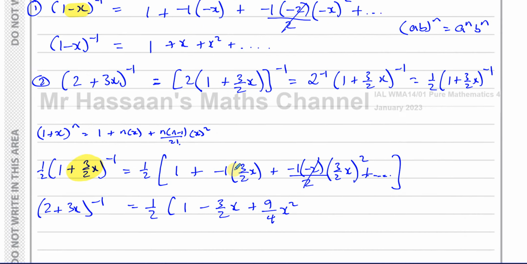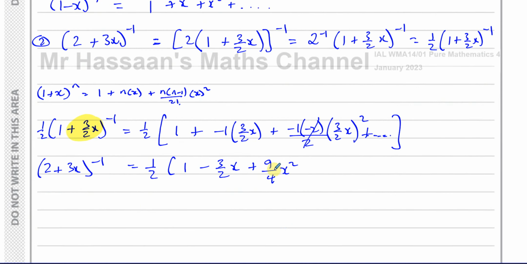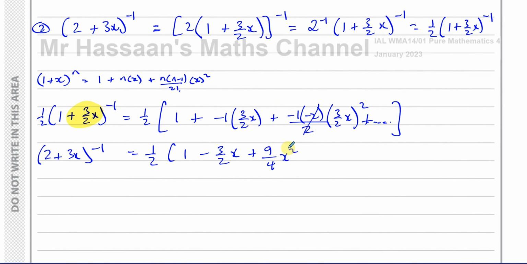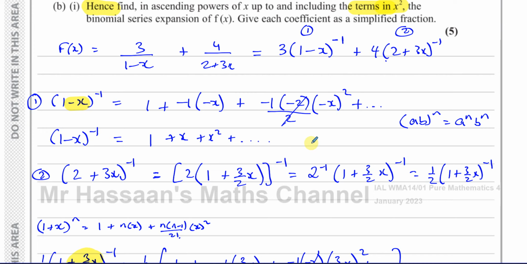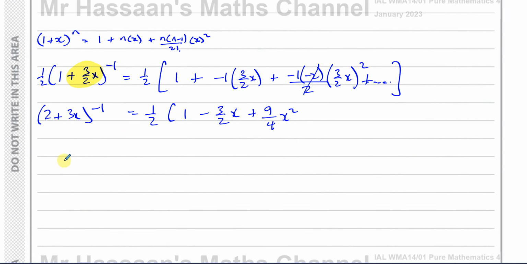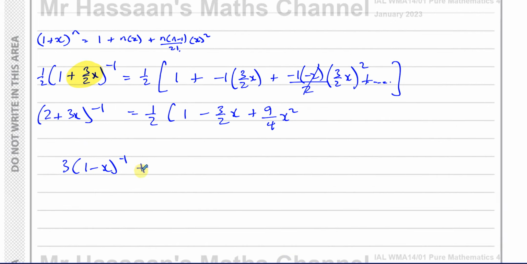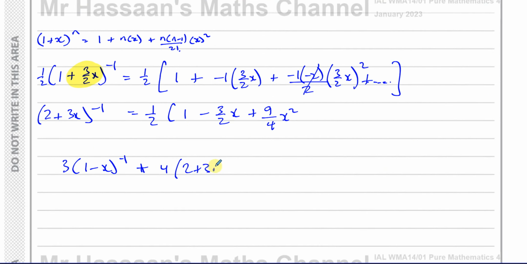So now I can go back to my original part here. I have 3 times the answer for the first part, which is this, once we've expanded it. So I'm going to have 3 times this answer, okay? Because remember, we have 3 times (1 minus x) to the power of minus 1, plus 4 times (2 plus 3x) to the power of minus 1.